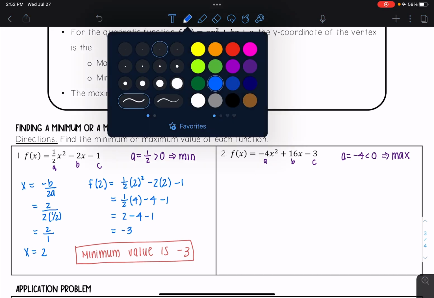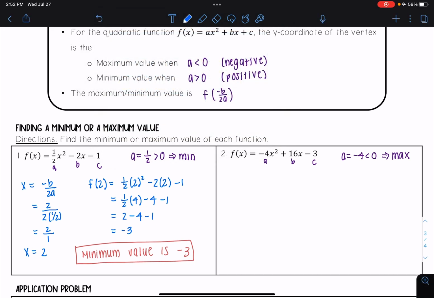So let's go ahead and figure that out next. So I have x is equal to the opposite of b over 2a. My b value is 16, so the opposite value of that is -16 over 2 times a, which is -4. 2 times -4, I get -8. And so here I get that x is equal to +2.